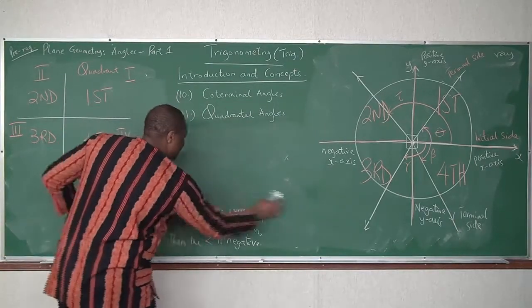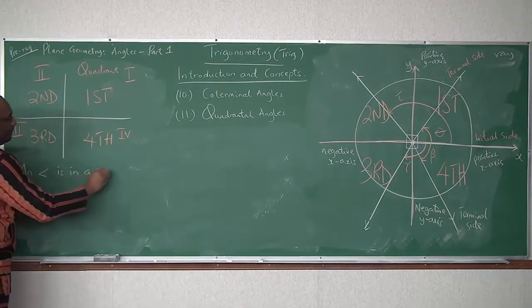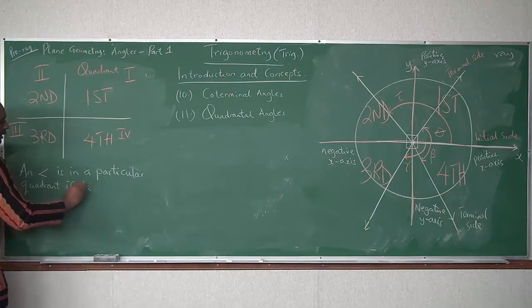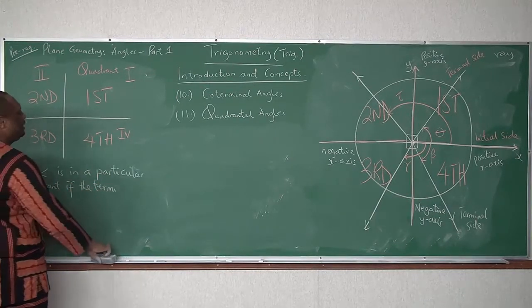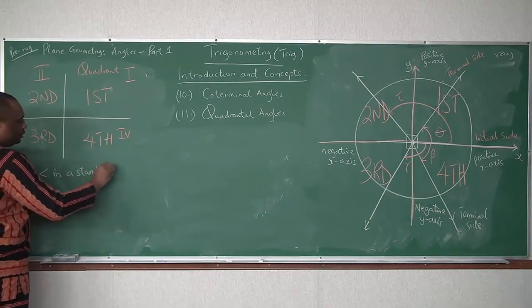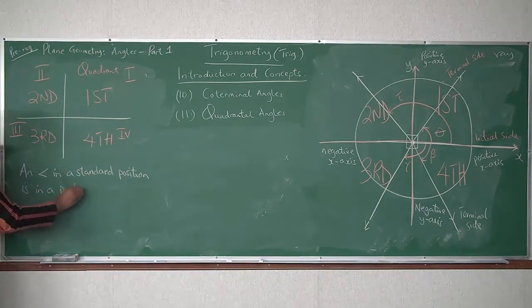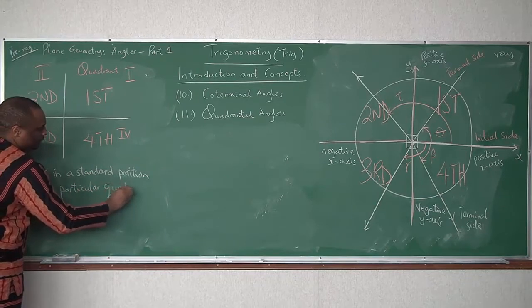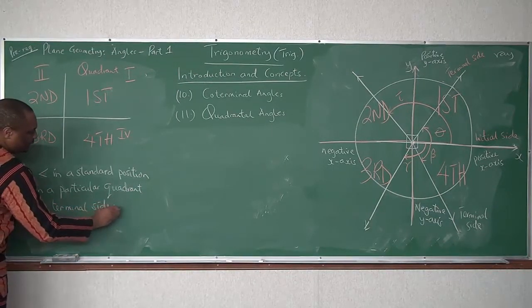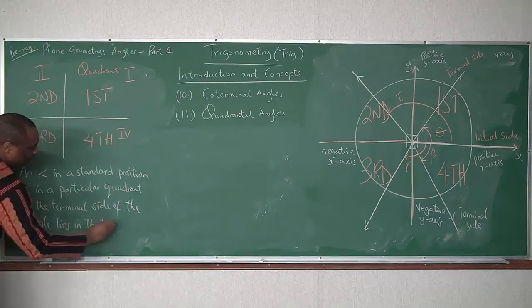Let me just erase it here. We say that an angle in standard position is in a particular quadrant if the terminal side lies in that quadrant.